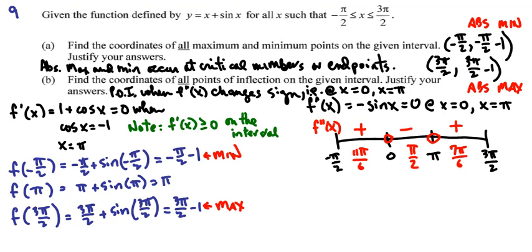So the important information that we need from this are the 3 points that we have: negative pi over 2, comma negative pi over 2 minus 1; pi, comma pi; 3 pi over 2, comma 3 pi over 2 minus 1. So those are 3 points. We know that the function is increasing on the entire interval, and we know that it's concave up between negative pi over 2 and 0, concave down between 0 and pi, and concave up again between pi and 3 pi over 2. We'll continue in the next video.